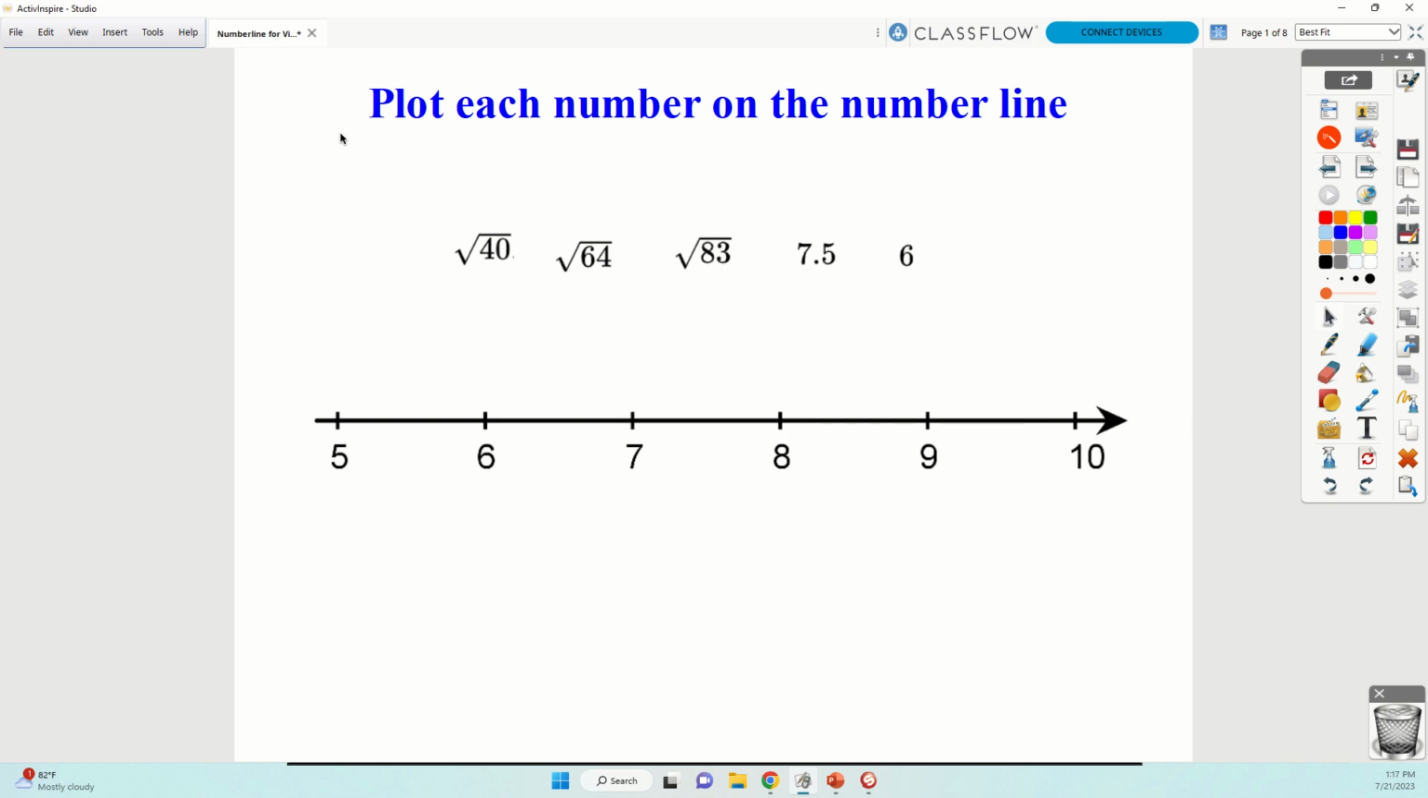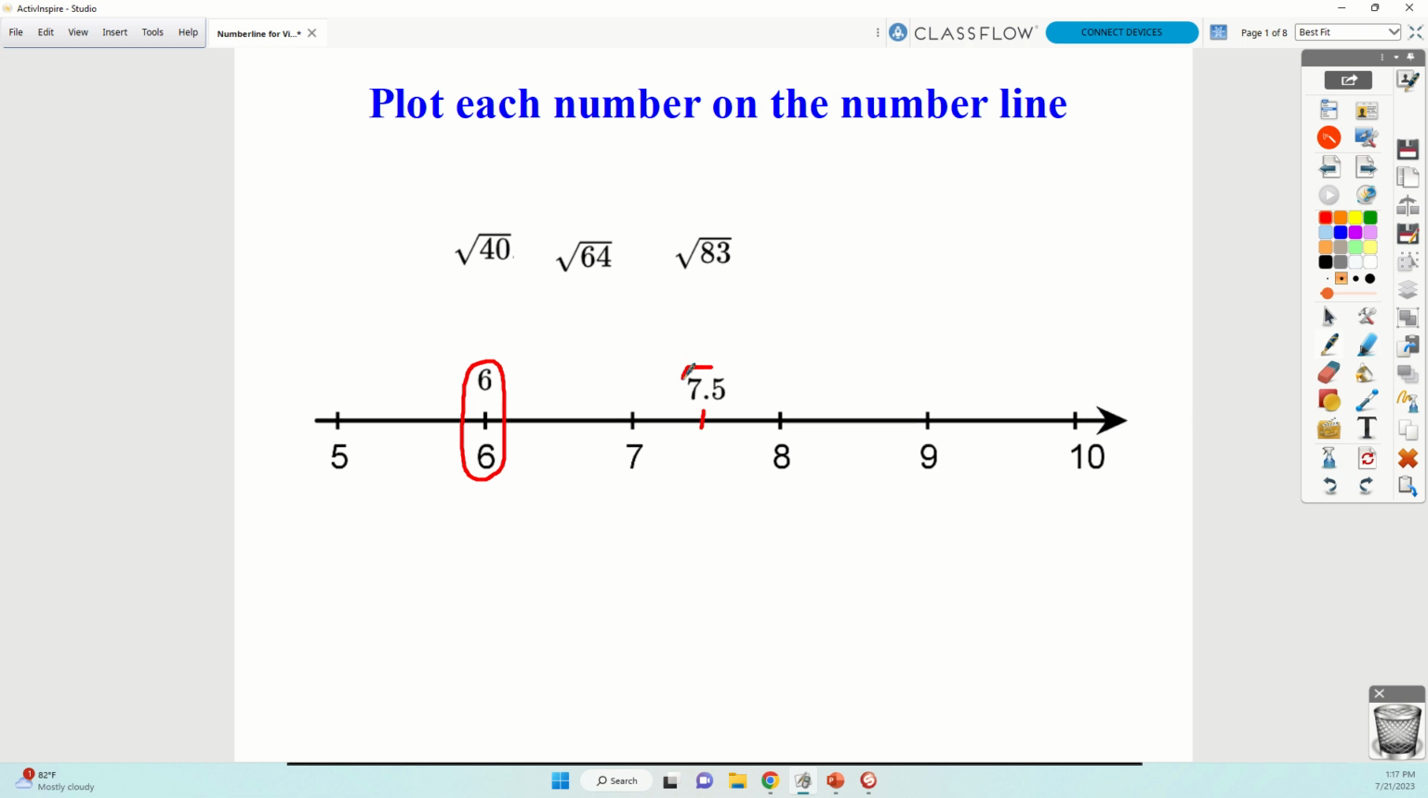So in this particular problem, the first thing students may want to do is sort the numbers that are obvious. So I see that I have a 6 here, so that's easy to place on my number line. And I see that I have 7.5. That's also pretty easy to place on my number line. So those two numbers are going to fall right here and right here, halfway between 7 and 8. Okay? So that's pretty much done.